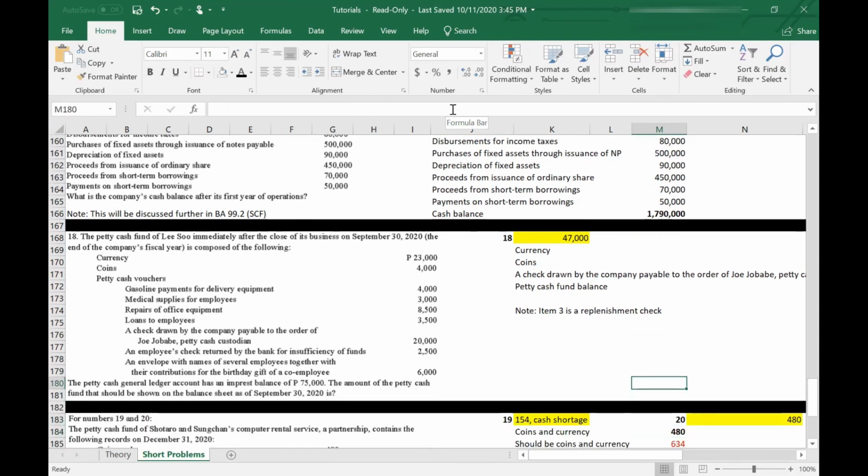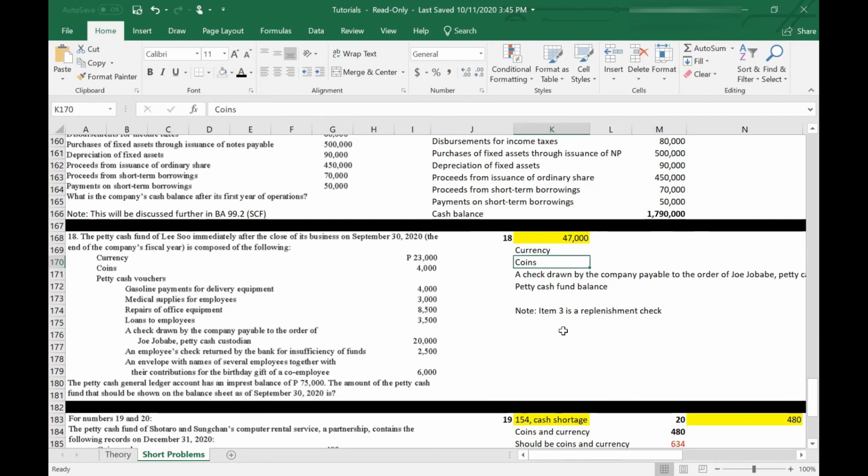Number 18. The petty cash general account has an interest balance of 75,000. The amount of petty cash fund that should be shown on the balance sheet as of September 30, 2020. So, ang tinatanong lang naman sa atin dito, yung amount of petty cash fund na i-represent natin sa financial statement, specifically the balance sheet. Again, yung katulad ng nasabi ko kanina, you just determine the currency and coins, tapos kung ano lang yung balance na yun, yun yung petty cash fund.